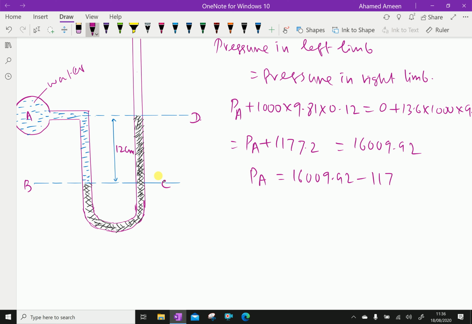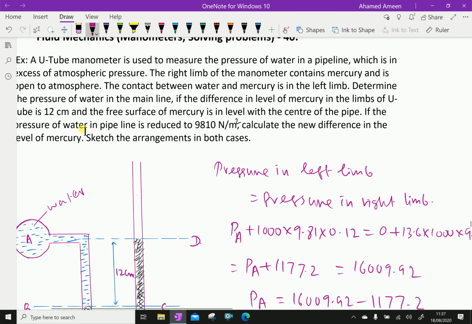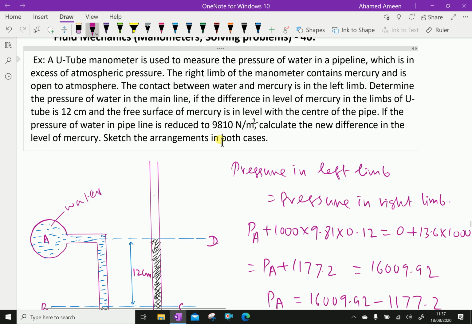Therefore, PA, the pressure in pipeline A, is 16,009.92 minus 1177.2, which equals 14832.72 Newton per meter square.